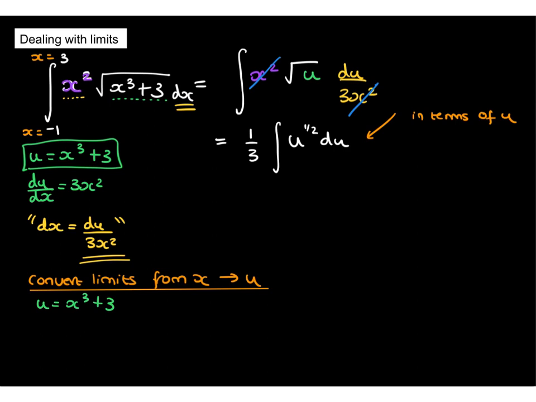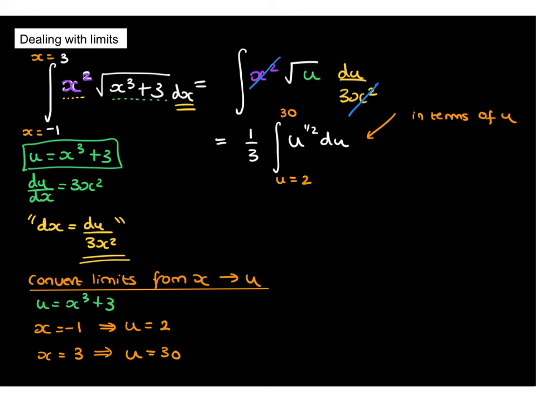Our lower limit was originally x equals -1. If we substitute that into this result here, this gives me u equals 2. So my lower limit here in terms of u is 2. Now, what if x equals our original upper limit of 3? This then gives me a u value of 30. So I've got 30 in there.